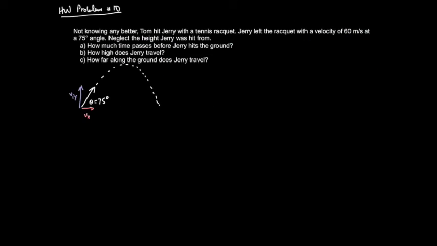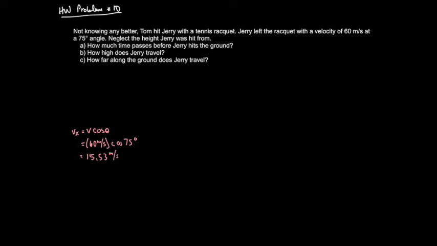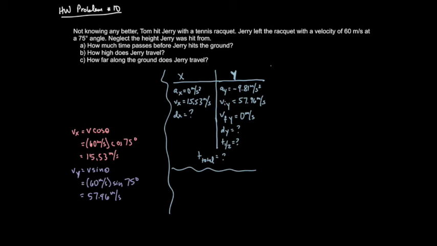Alright, so looking at the last problem to show angled projectile, and this is homework problem number 10 with Tom and Jerry. So let's say Tom hits Jerry with a racket at a 75-degree angle with a speed of 60 meters per second. Here we're going to start solving for the components of the initial velocity, 60 meters per second at a 75-degree angle. And here, using cosine for x and sine for y, you should get 15.53 meters per second on x and 57.96 meters per second for y. And then you fill in your values on the t-chart before we begin.